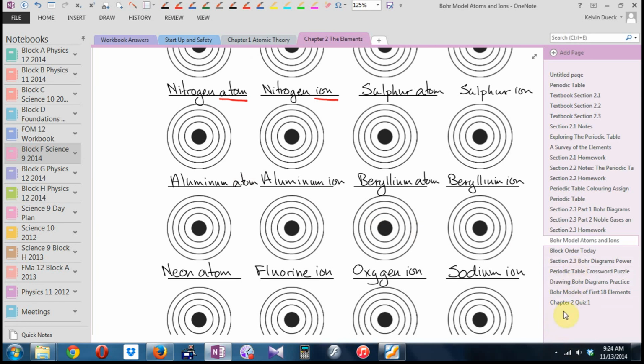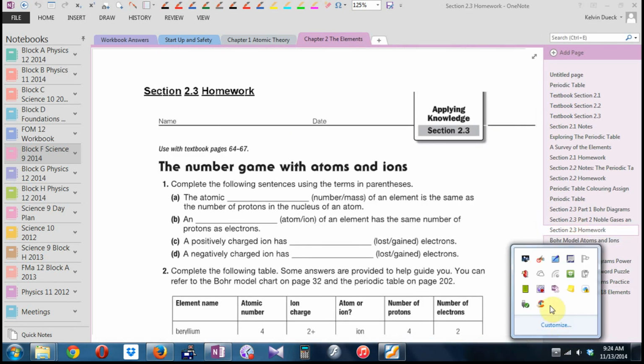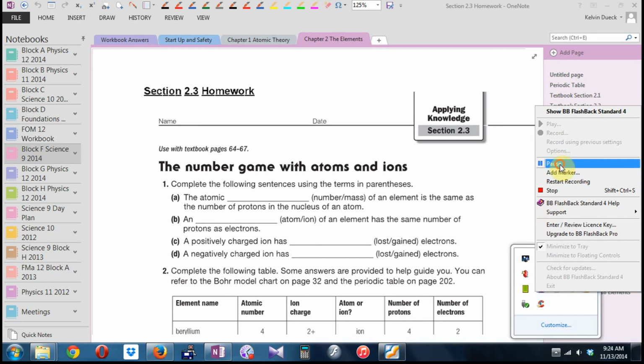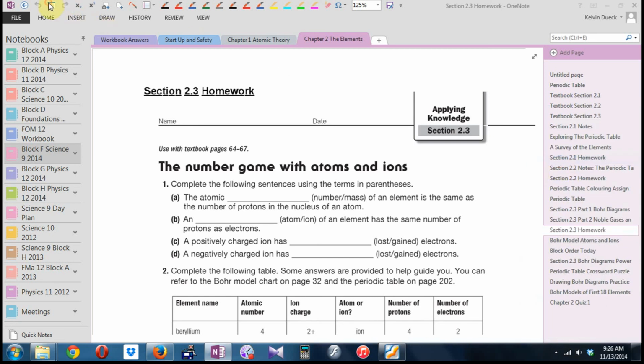And part 2 is right here. Going to hand this out. Second part of the homework. This one here, section 2.3, isn't due till Tuesday.